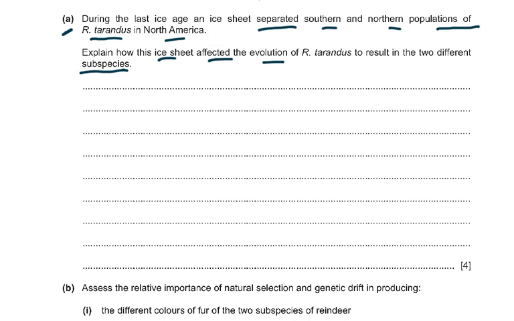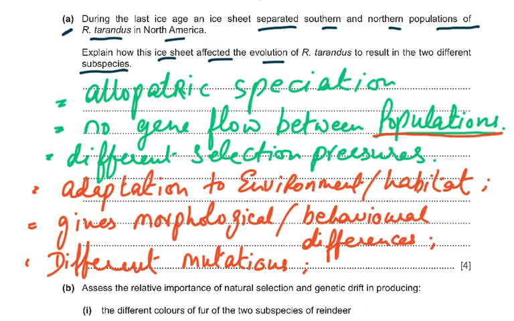So you just need to, if you know any question on selection and evolution, is just these mark scheme points. So, I mean, just wording it allopatric speciation, or if you said geographical isolation, you got a mark, then no gene flow between population because now they are separated by this ice sheet.